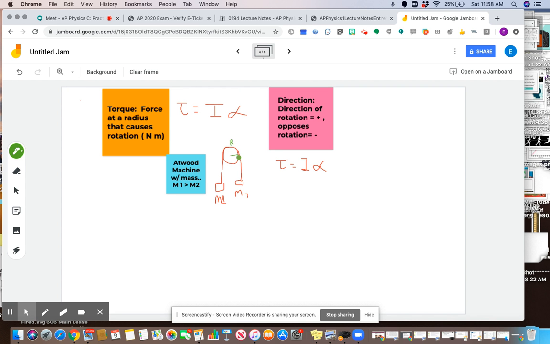when we release the pulley, which way will M2 accelerate, up or down? Up, okay? So if it accelerates up, and this tension is technically pointing down, it's going to oppose the direction of rotation. So it's going to rotate in this direction, which is technically counterclockwise. The force of tension, T2, points opposite to the direction of rotation, so it's going to be negative. And T2 occurs at a radius r from the axis of rotation.